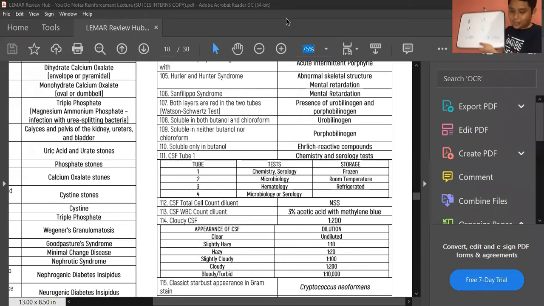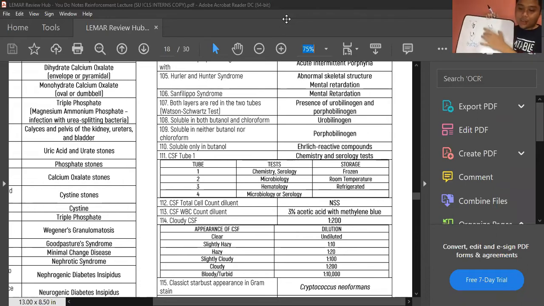Okay? So, that's the point. For example, a question: in the butanol tube, the upper layer is color red. Next, in the chloroform tube, the lower layer is color red. So, what is it? You have urobilinogen. Very good. Take note of that.